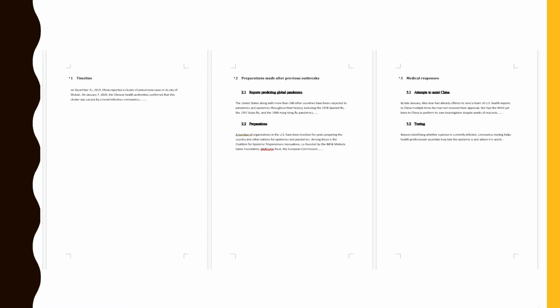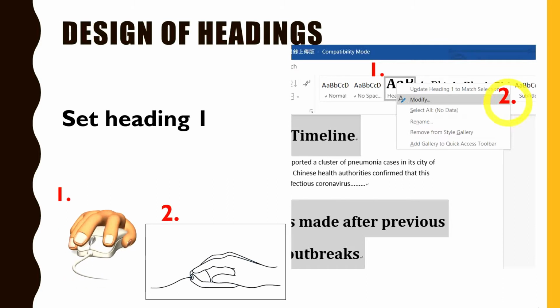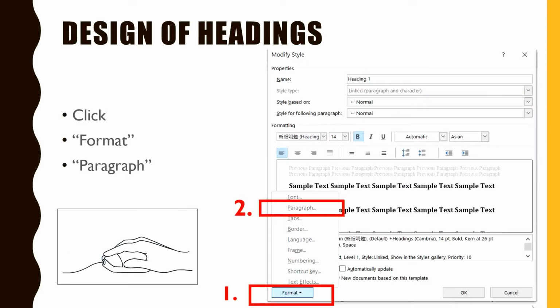But remember, this way has a condition that you need to first set your title into heading. We have done this part in the previous video, so we will directly break the chapter now. So first, you need to right-click the heading 1 and left-click Modify. And you will get this window. And you first click the Format at the bottom of window, and then click Paragraph. And let's watch a video to see how it works.